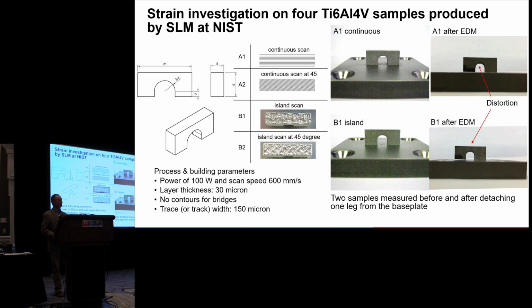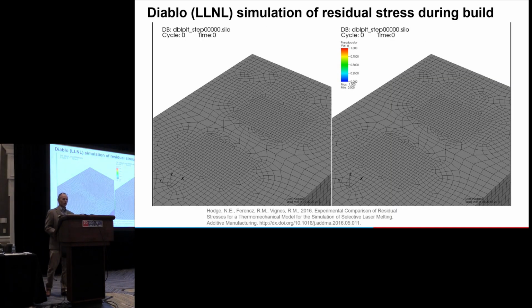This is a little arch that we're using. It may be hard to see here, but on the right-hand side, when you cut the part from the base plate after you build it, it springs up, so that gives you a good indication that there was residual stress in the part. NIST built this part in titanium with a number of different scan patterns and process parameters, and then measured residual stress. We've simulated that part using Diablo by itself. I won't go through the whole movie because I'm running out of time.